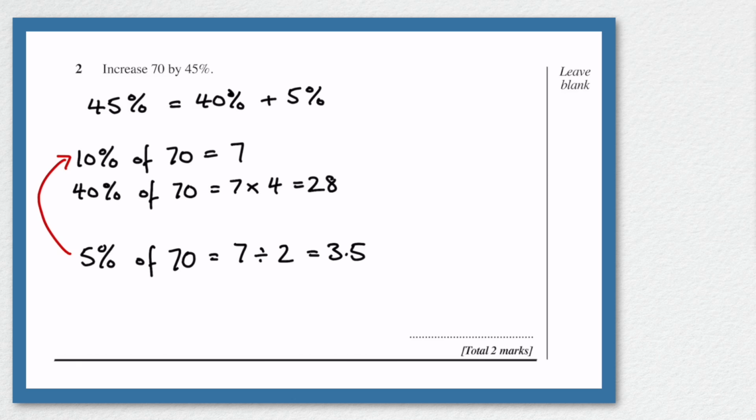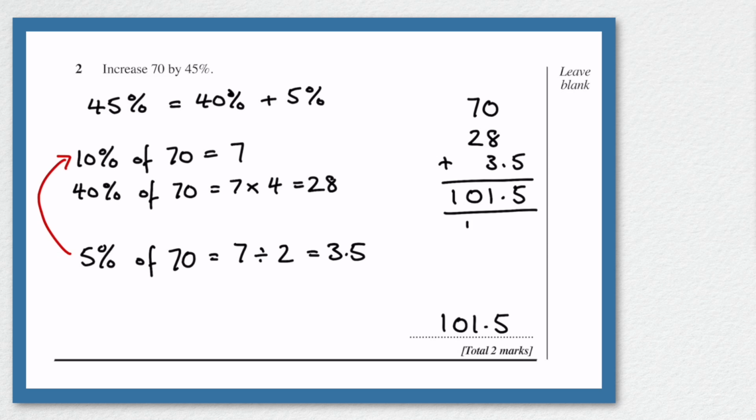Now to get the answer. That's 70, the original amount, add 28, add 3.5, which is equal to 101.5. So again, there are 2 marks here, 1 mark for calculating the 45%, and 1 mark for adding the 45% to the 70 to get the answer.